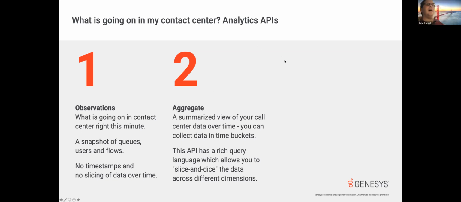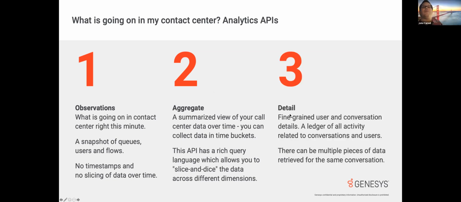The third analytics API is really around details. This is the lowest level of detail returned around users and conversations. It's a ledger of all the activity related to conversations and users. And so this is a lot of times, as you look at a user flowing through an interaction, going through that journey from the moment they call in to hitting a queue, to being picked up, to being transferred over to somebody else, this is going to be captured as multiple pieces of information that need to be stitched together.